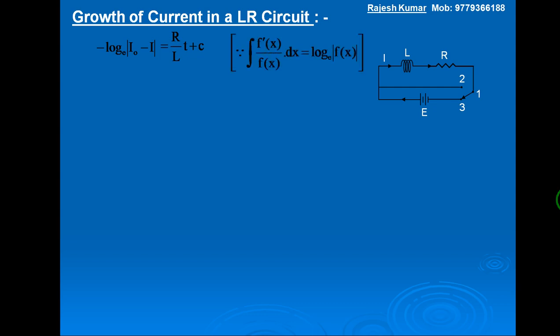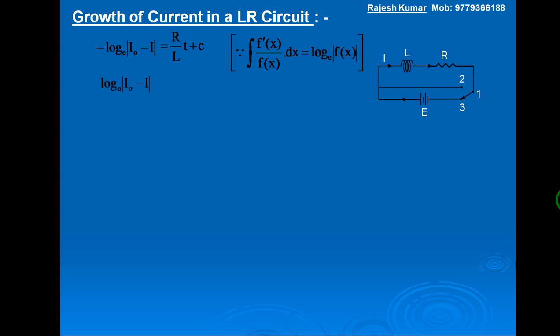because integration of f dash x upon f x with respect to x is equal to log to the base e of mod of f x. F dash x is derivative of f x. That is, if numerator is the derivative of denominator, then integration is equal to log to the base e of the denominator.